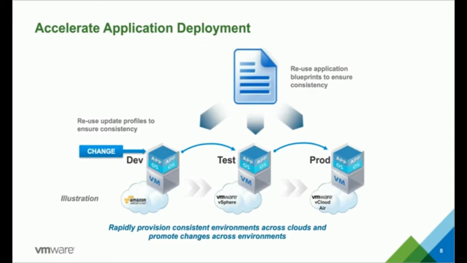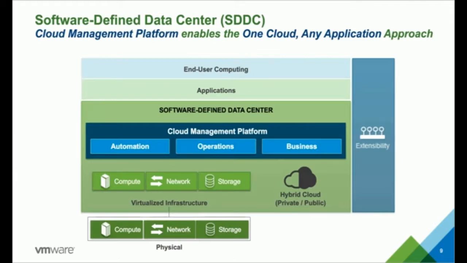VMware helps enterprises execute this by offering a cloud management platform, or CMP, that provides automation capabilities that vertically integrates infrastructure services, application deployment, and the downstream application release process. This CMP is actually the key control layer for the software-defined data center.